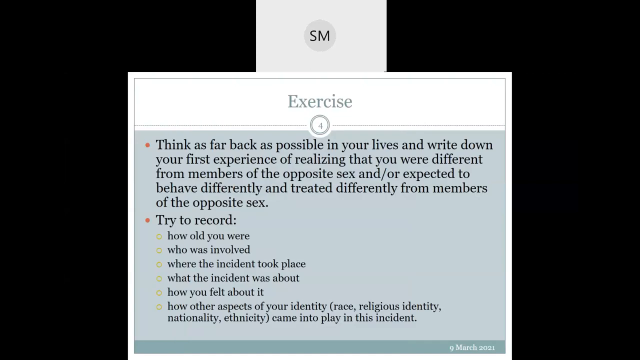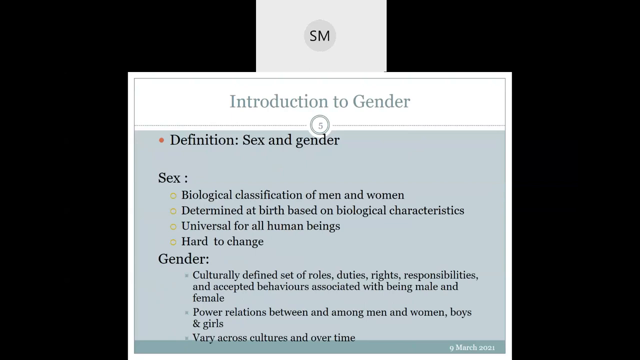So as a definition, sex is a biological classification of men and women, which is naturally given, and being male or female is not the choice of an individual. It is a naturally given phenomenon for someone. We call it sex. And it is determined at birth based on biological characteristics. Nowadays, with modernization, some people want to change their sex.